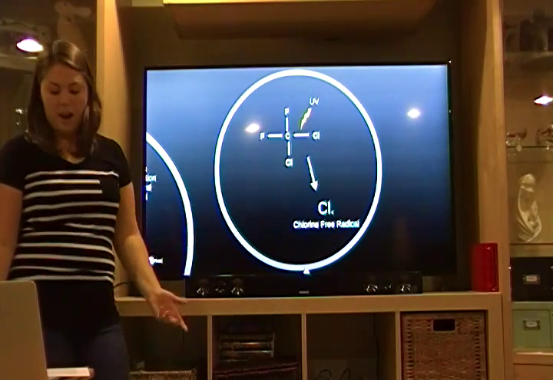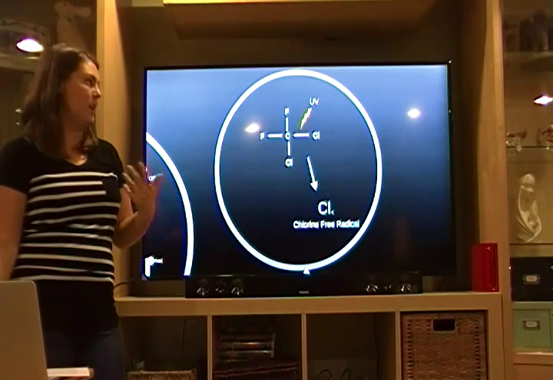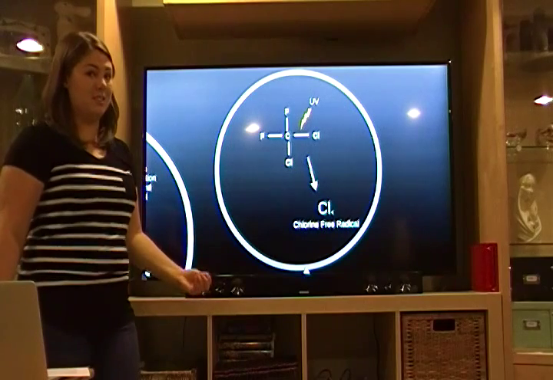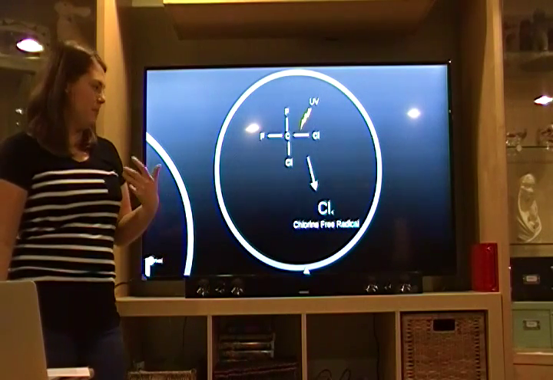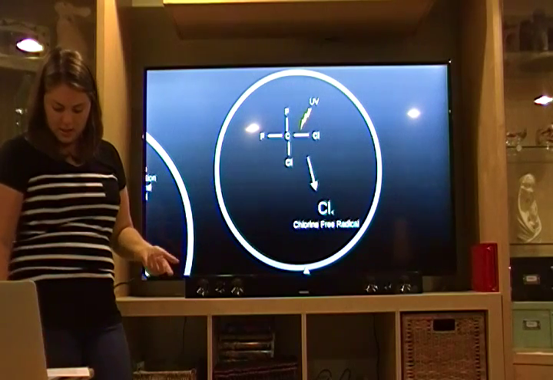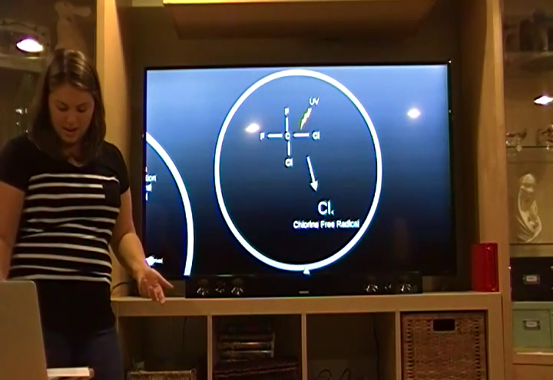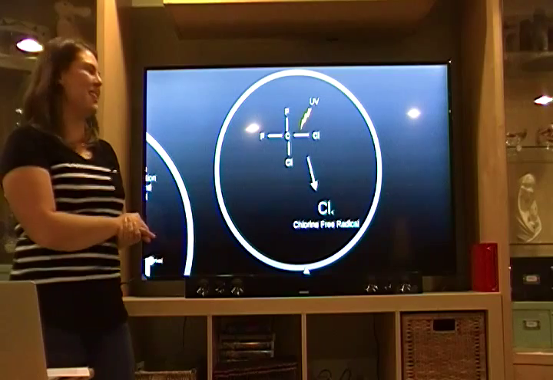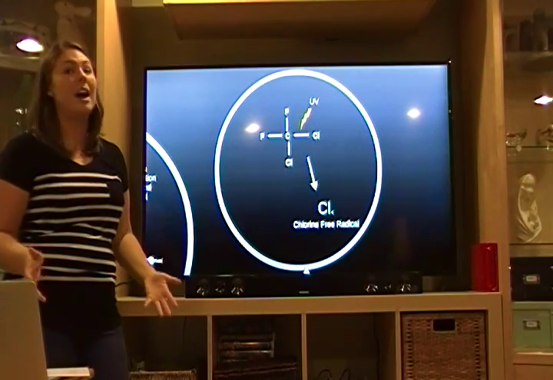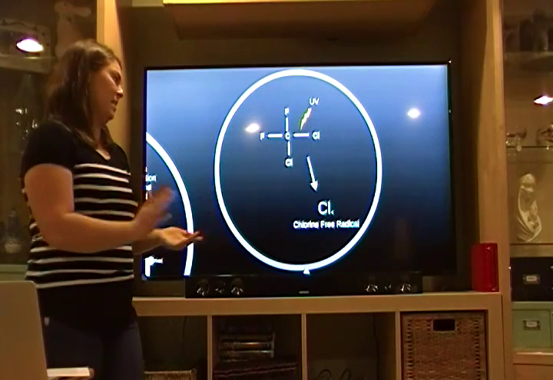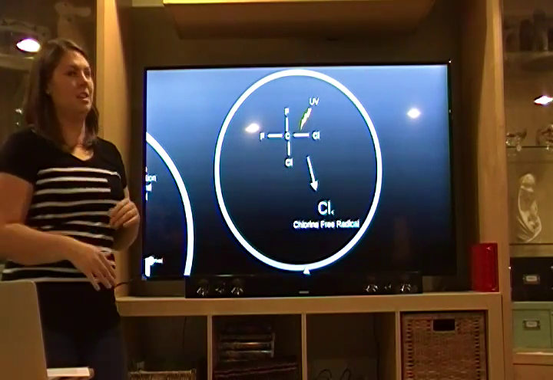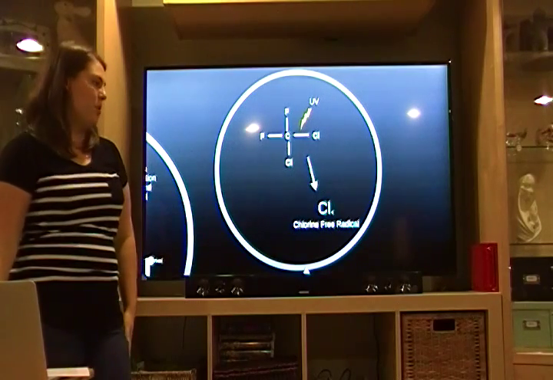This chlorine-free radical is then able to break down thousands of ozone molecules because it's considered a catalyst within the reaction because it's neither created nor destroyed within the reaction. It actually ends up canceling itself out at the end of it all. So it just will continue to break down ozone molecules.